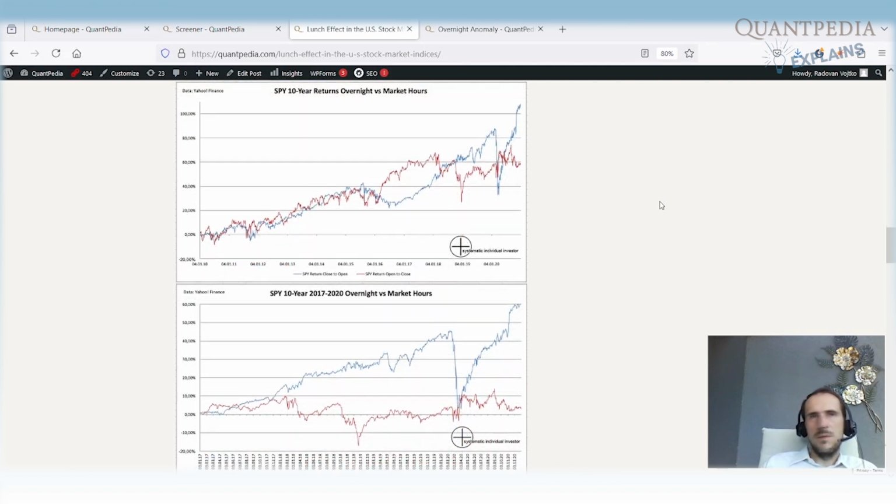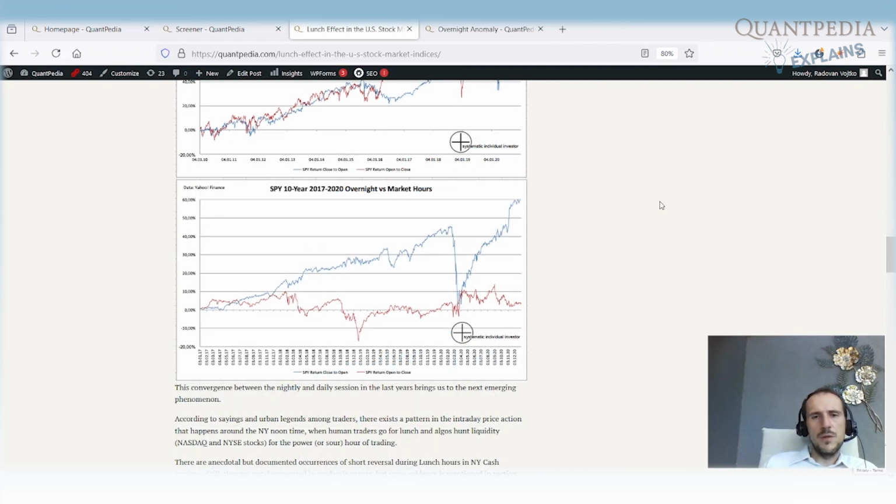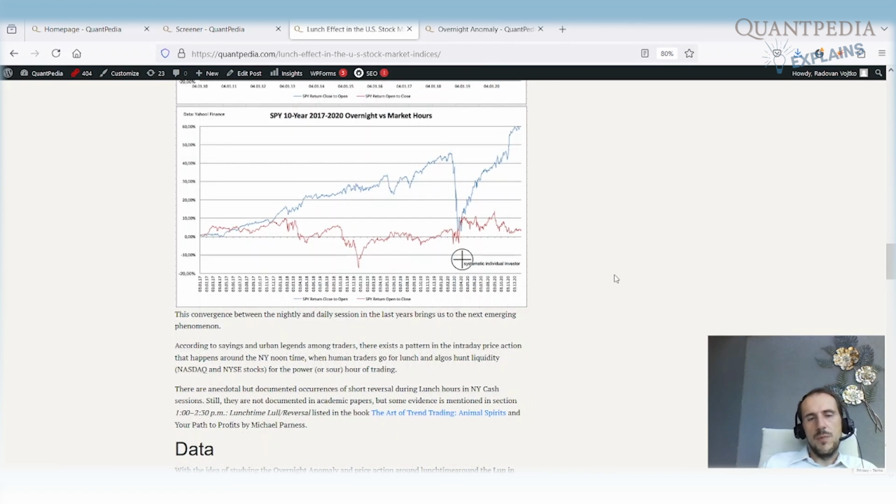We can speculate about why it is so, for example the impact of high frequency trading, but I will not go into detail at this moment. What is important to understand is that it's really sensitive to the time window. For example, from 2017 to 2020, once again we can see a very strong overnight return and nearly no daily performance. On average, the nightly return is still stronger, but there are some periods in which the daily return catches up with the nightly return.